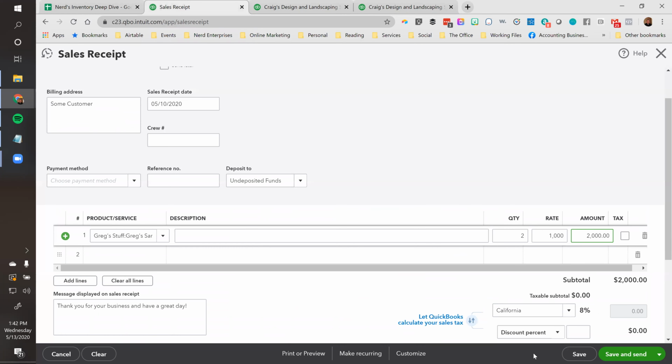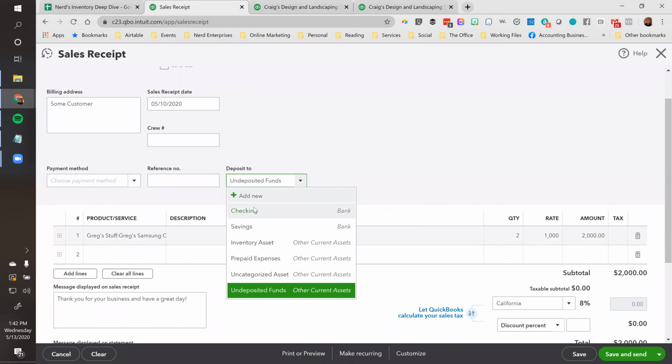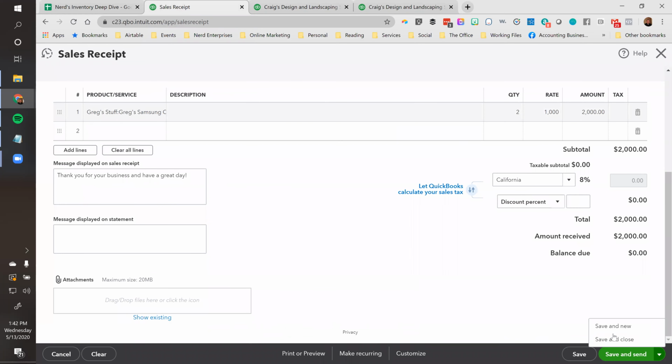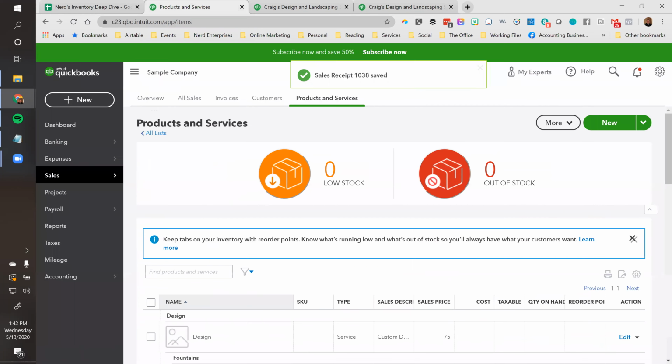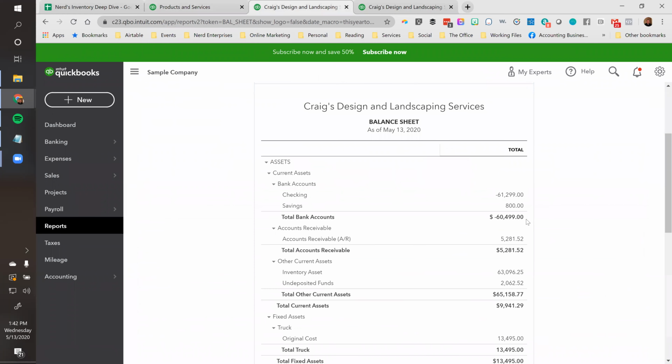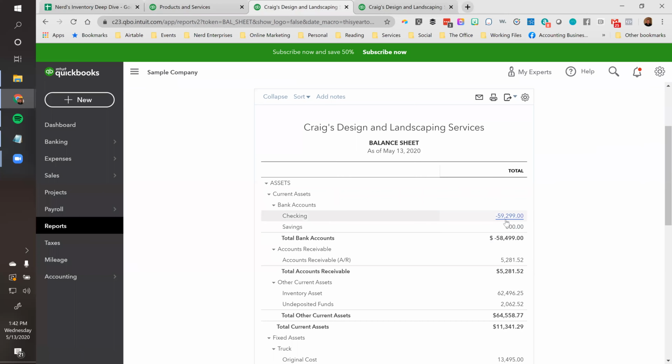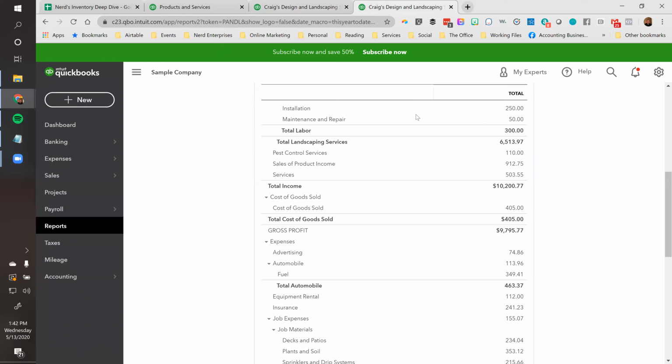So we're going to put this right into the bank account instead of undeposited funds, and save and close. Okay, so 61,299, click run. Sure enough, that's 59,299. Inventory asset is 600 less, exactly as predicted.